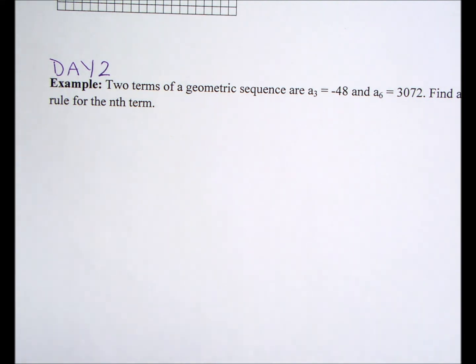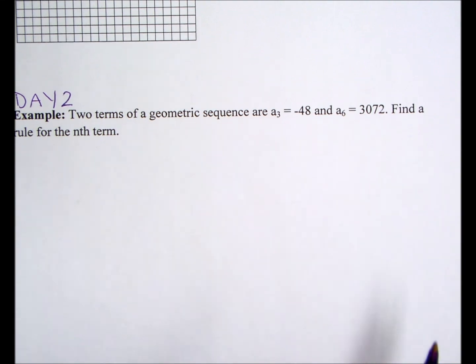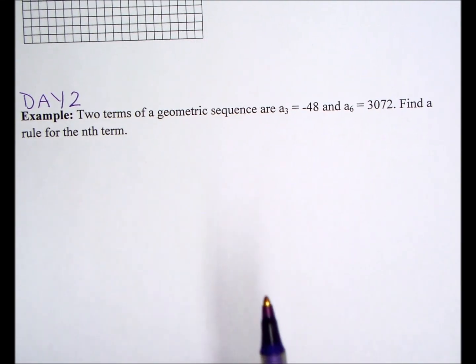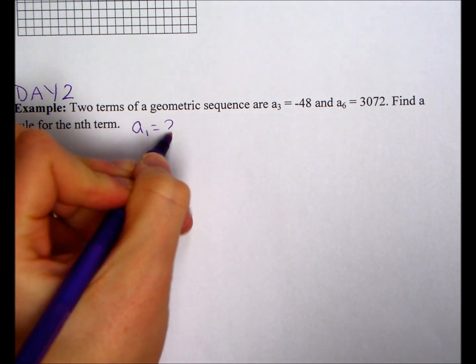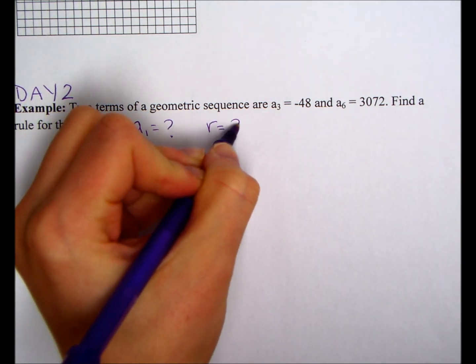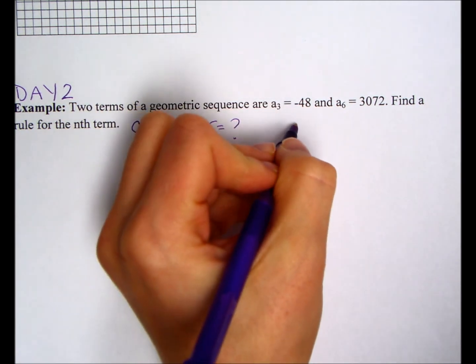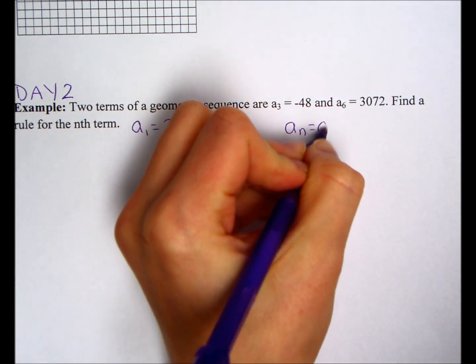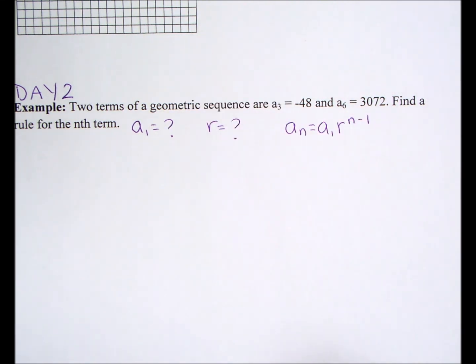So this is a case where they give us two terms, and they're saying the third term is 48 and the sixth term is 3072, and they want us to write a rule for the nth term. Now, they do not give us the first term, and they do not give us r. So this is all stuff we're going to have to find. Now, remember, our equation for finding the rule for the nth term looks like this.